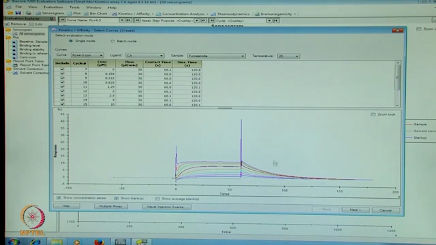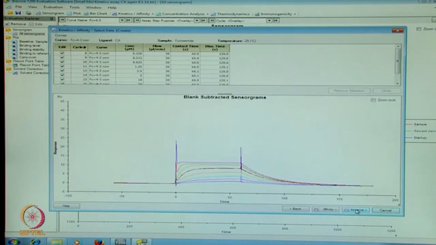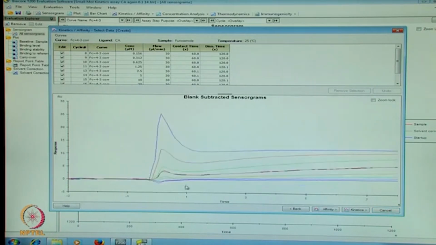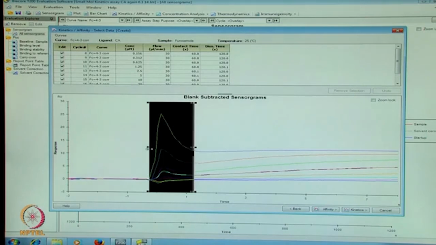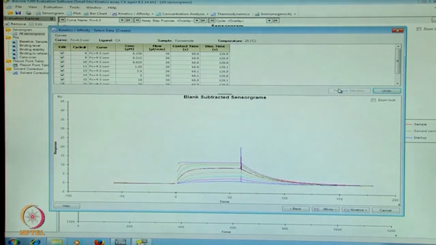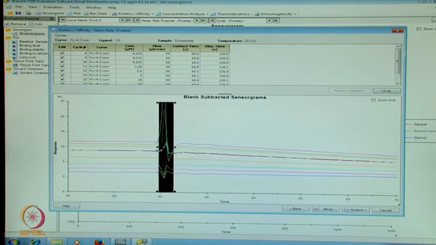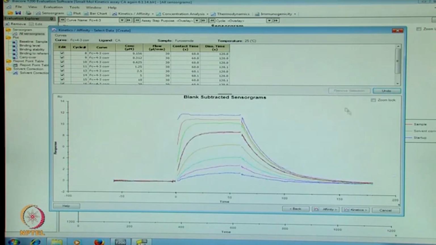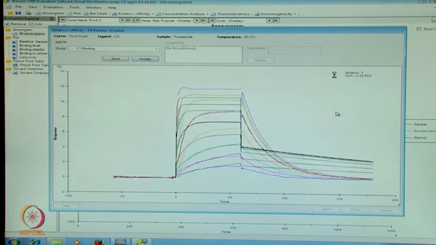Data is shown here with the different colors for furosemide concentrations. We say next and we can clearly see the data having some spikes. So using the mouse button we can highlight that range. Subtract or remove the selected areas. Similarly we can do that here as well. Once the subtraction is done, we can go further to evaluate in the kinetic mode and fit the data.